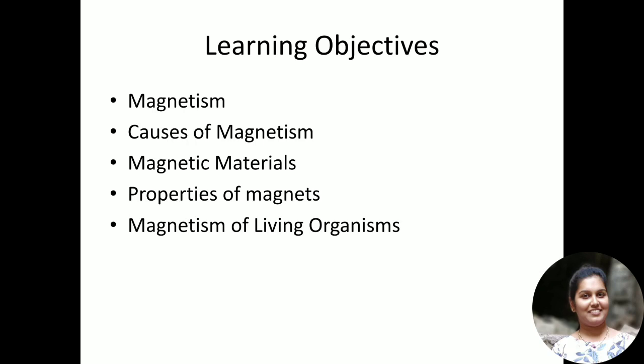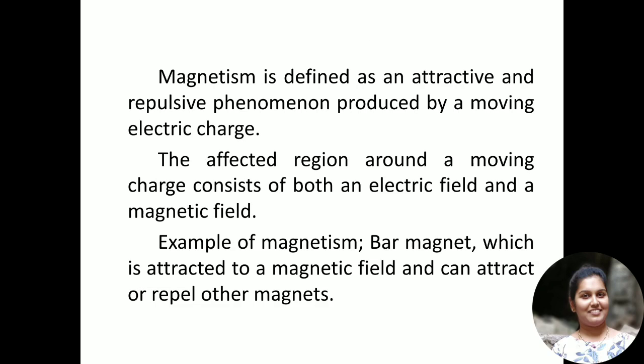Okay, so let's start our session with the first point, that is magnetism. Magnetism is defined as an attractive and repulsive phenomenon produced by moving electric charge. The affected region around a moving charge consists of both an electric field and a magnetic field. The most familiar example of magnetism is a bar magnet, which is attracted to a magnetic field and can attract or repel other magnets.